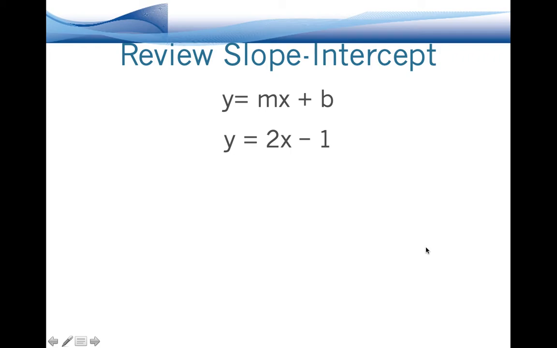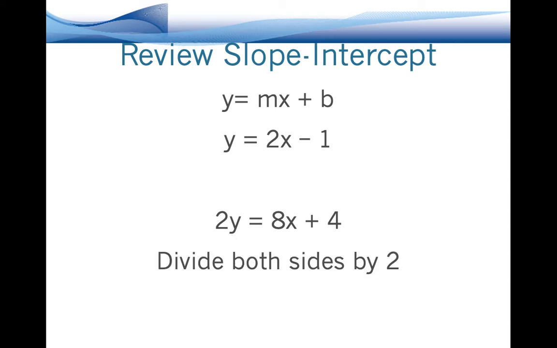So, the slope-intercept: here's your slope, 2. Here's your y-intercept, -1. In this one, though, if we have 2y equals 8x plus 4, to solve for slope-intercept, first you have to solve for y. That's the important thing you have to solve for. So to solve for y in this equation, we'll divide by 2. So divide both sides by 2.